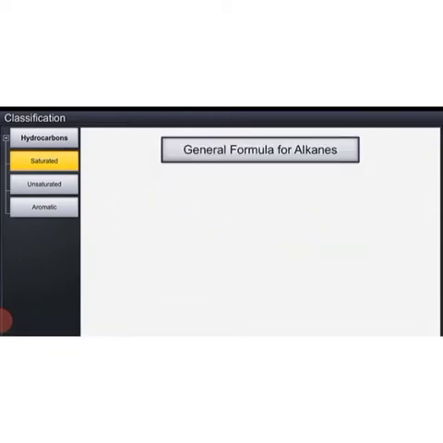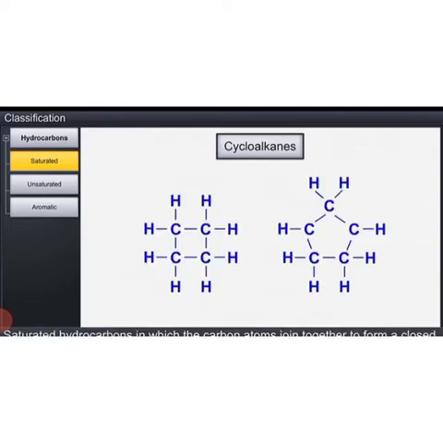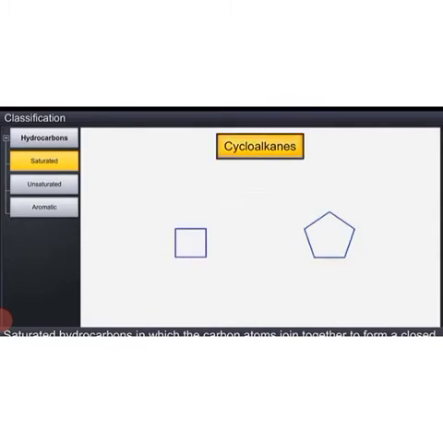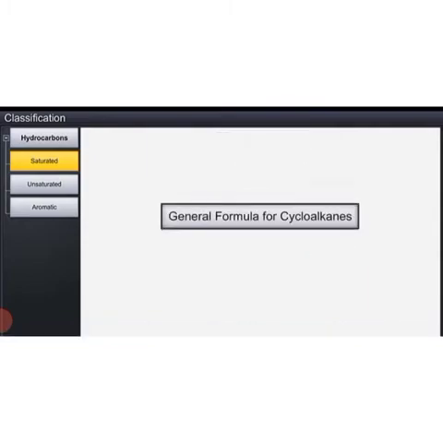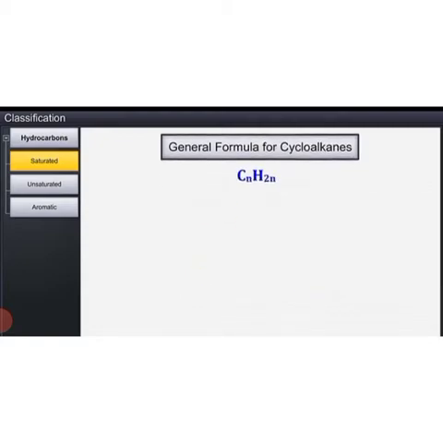The general formula for alkanes is CnH2n+2, where n is equal to the number of carbon atoms present. For example, propane. Saturated hydrocarbons, in which the carbon atoms join together to form a closed chain, are called cycloalkanes. The general formula for cycloalkanes is CnH2n, where n is equal to the number of carbon atoms present. For example, cyclopropane.